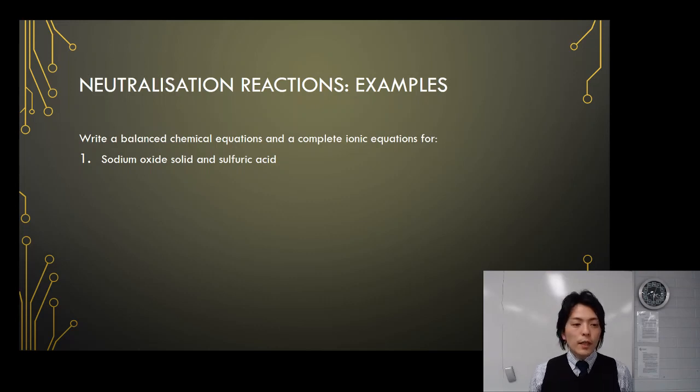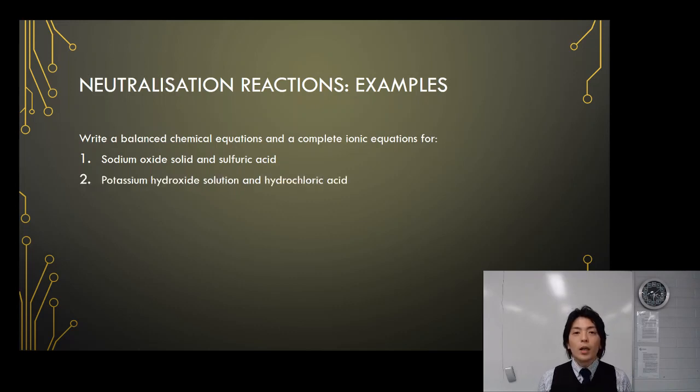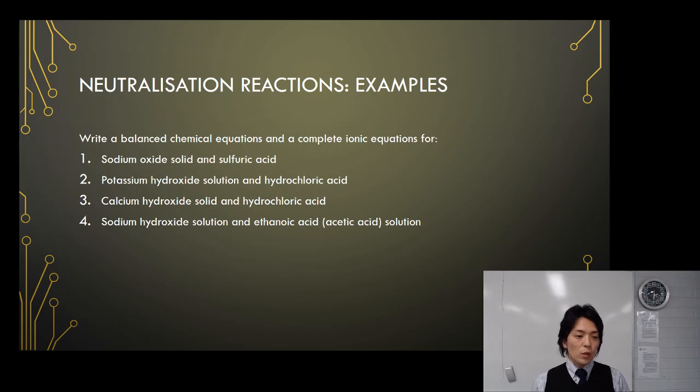So firstly, sodium oxide solid and sulfuric acid. Remember there is quite a significance in writing the states of the species in an ionic equation. Secondly, potassium hydroxide solution and hydrochloric acid, that's a solution too. Third, calcium hydroxide solid and hydrochloric acid. Fourth, sodium hydroxide solution and ethanoic acid, which is also known as acetic acid, solution.